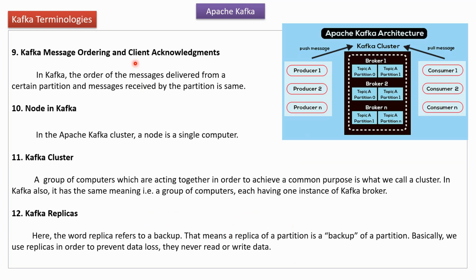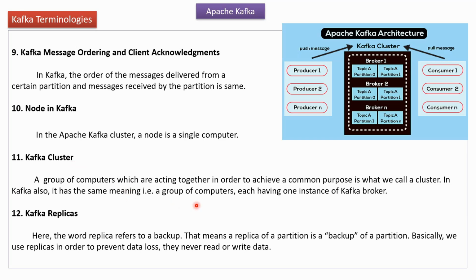Kafka message ordering and client acknowledgements. In Kafka, the order of the messages delivered from a certain partition and the messages received by the partition is the same. Node in Kafka. In an Apache Kafka cluster, a node is a single computer. Kafka cluster. A cluster is nothing but a group of computers which are acting together in order to achieve a common purpose. And in Kafka also it is the same meaning.